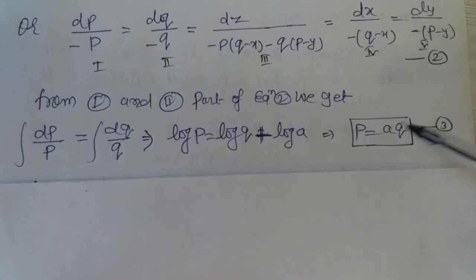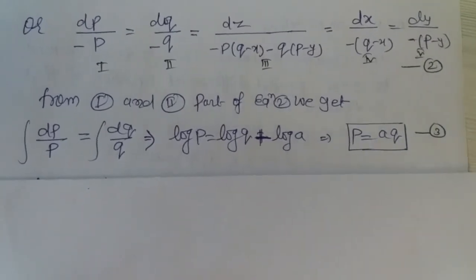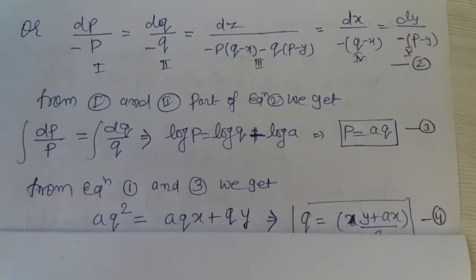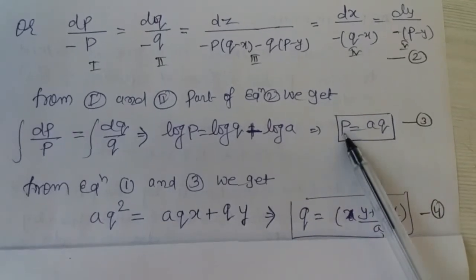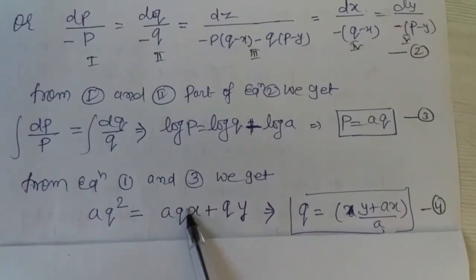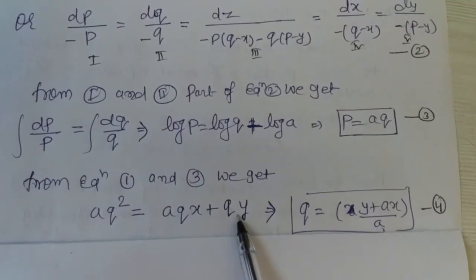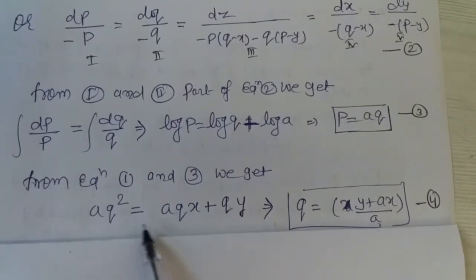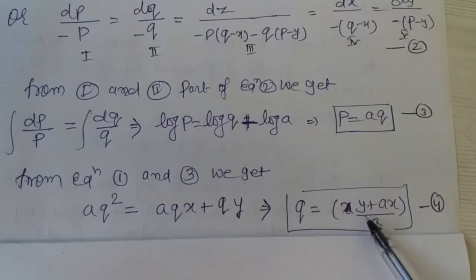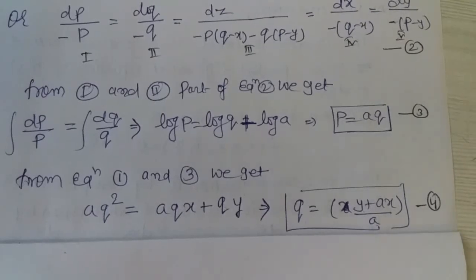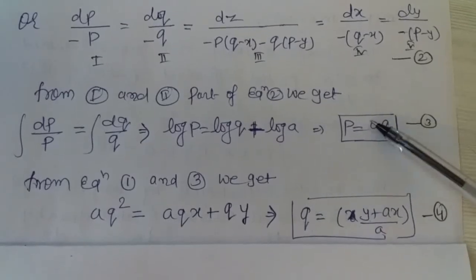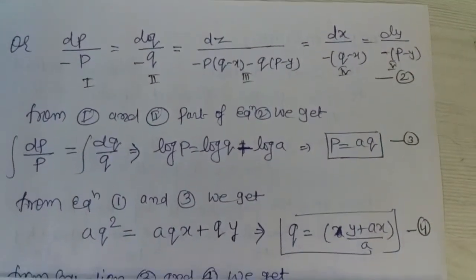So what we do is put this value of p in the given equation pq = px + qy. So for pq, the value of p is aq into q, so we get aq squared, equal to px, where the value of p is aq into x, plus qy. Simplifying this relation, we get the value of q in terms of x, y and z. So q = (y + ax)/a. Now putting the value of q in the relation p = aq, we get the value of p in terms of x and y.